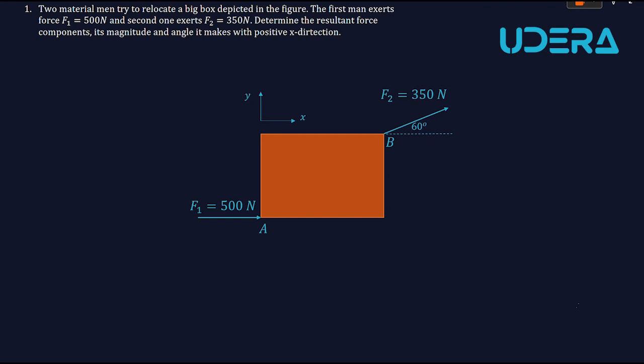Let's start with the first one. Two material men try to relocate a big box depicted in the figure. The first man exerts force F1 equals 500 newtons and second one exerts the force F2 350 newtons. Determine the resultant force components, its magnitude, and angle it makes with positive x direction.